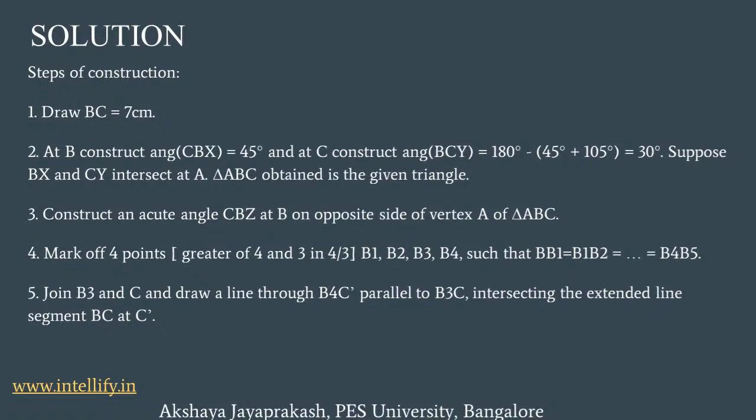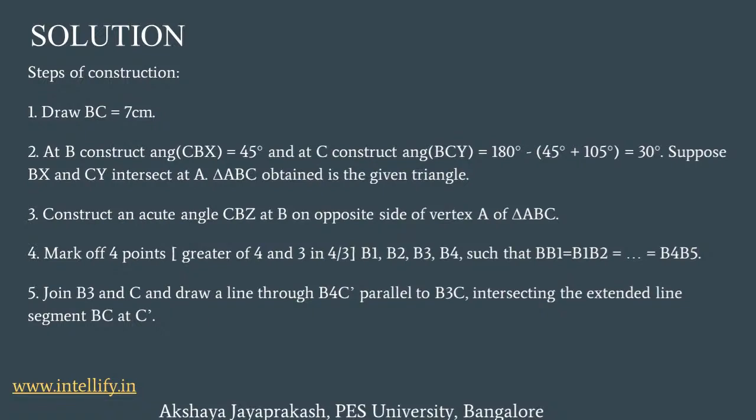Now let's construct these angles at B and C respectively. Suppose that the lines that make 45° at B and 30° at C are called BX and CY, and they intersect at A. The triangle ABC can be obtained, which is the given triangle in the question. Next, construct an acute angle CBZ on B that's opposite to the vertex A of triangle ABC. Mark off 4 points, the greater of 4 and 3 in 4 by 3, and name it B1, B2, B3 and B4 such that the distance between the points is the same.